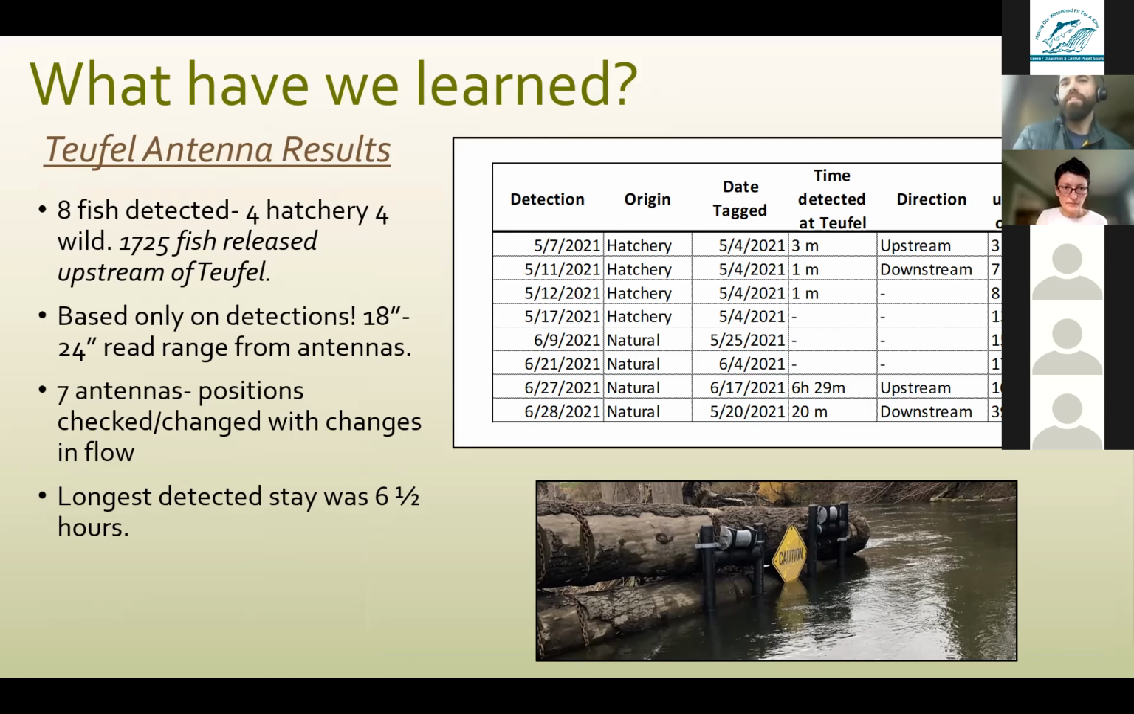Now, of the 8 fish detected, 4 were hatchery and 4 were natural. 2 were detected going upstream and 2 were detected going downstream for the 4 fish that were detected on multiple antennas. I thought that was pretty interesting, especially this upper one here, which was detected traveling across the entire system, moving upstream in about 3 minutes.